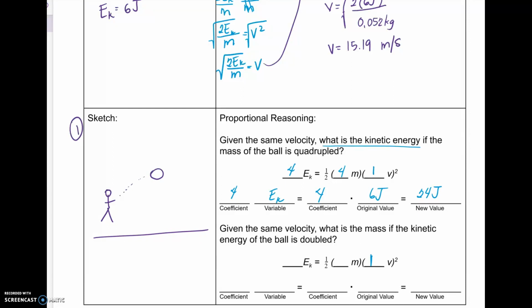What is the mass? Well, we don't know what the mass is this time. If the kinetic energy of the ball is doubled, so we're going to double this, and to make this sentence true, this also will be doubled. Okay, we have 1 squared is going to be 1 times something is going to equal 2. So 2 times something is equal to itself, because 1 times any number is itself. Right, and 2 times 0.052 kilograms is going to be 0.104 kilograms. And that's it for number 2.